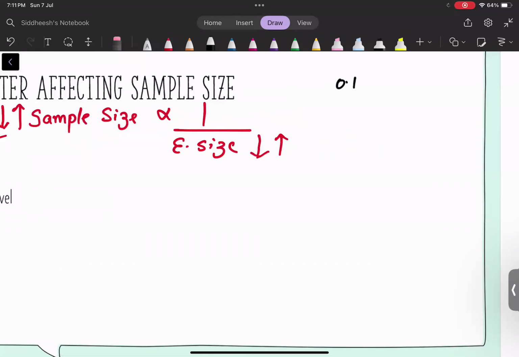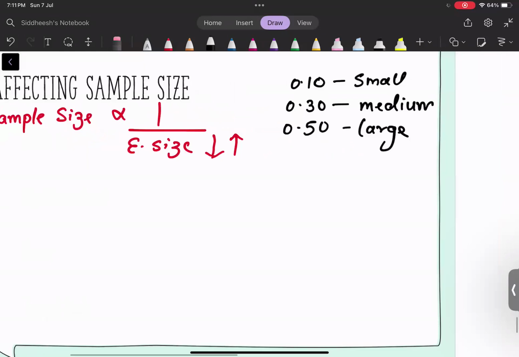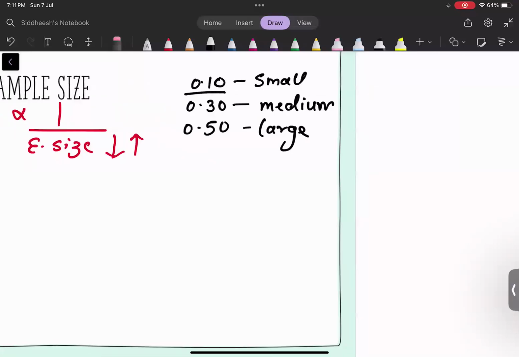Okay. Now we have some ranges for the effect size. That is 0.10, 0.30 and 0.50. 0.10 is small. 0.3 is medium. The other one is large. Done. So if you have an effect size of 0.10, automatically you get a large sample size. Why? Because the lesser the effect size, the lesser the relation between the objectives you are trying to find out. That is why we need a larger sample size to identify the effect you are actually looking for.